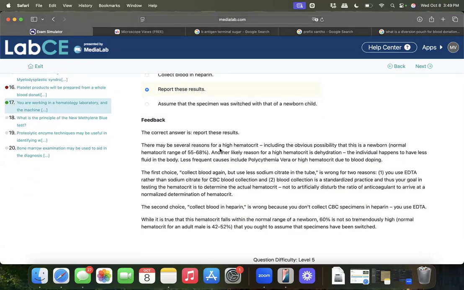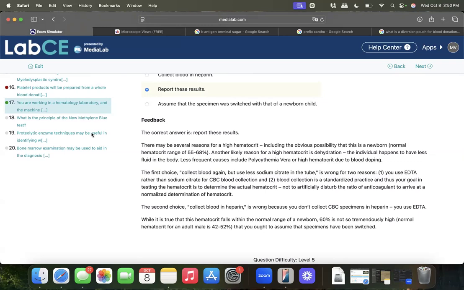There may be several reasons we don't use heparin and citrate for CBC. It should be an EDTA for sure. Yeah, for sure. It has to be, at least in the United States, in the places that I've worked, it's always in an EDTA tube, okay? There may be several reasons for a high crit, including the obvious possibility that this is a newborn, normal range of 55 to 68%. Another likely reason for a high crit is dehydration. The individual happens to have less fluid. Yes, less fluid in the body. Less frequent causes include polycythemia vera or high hematocrit due to blood doping.